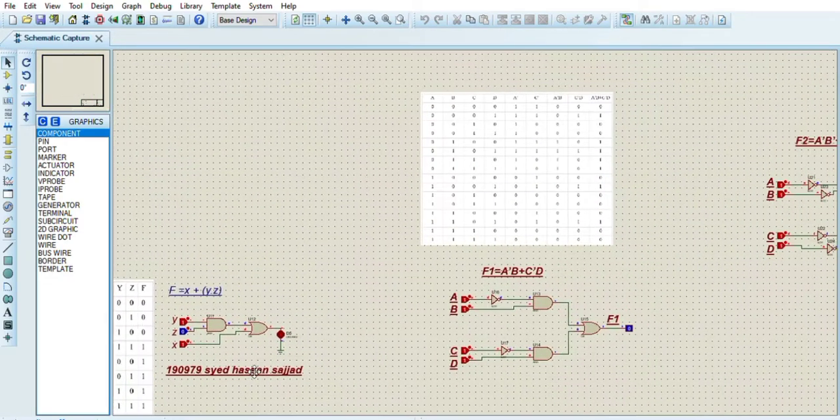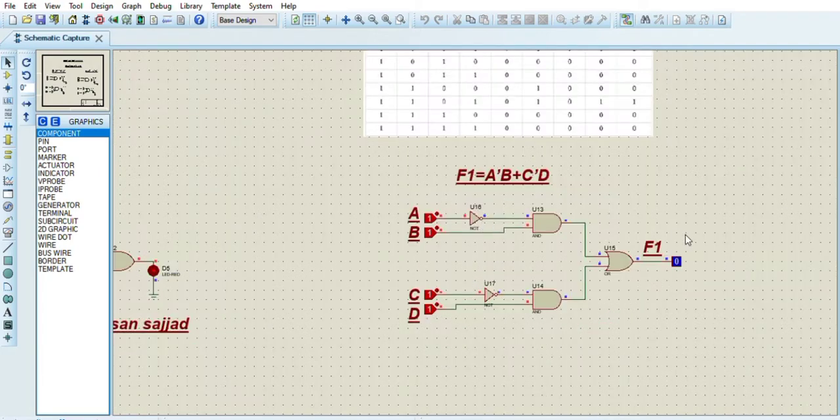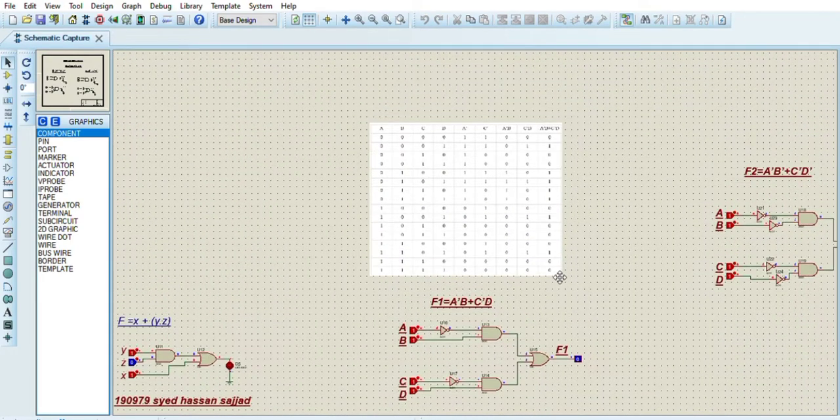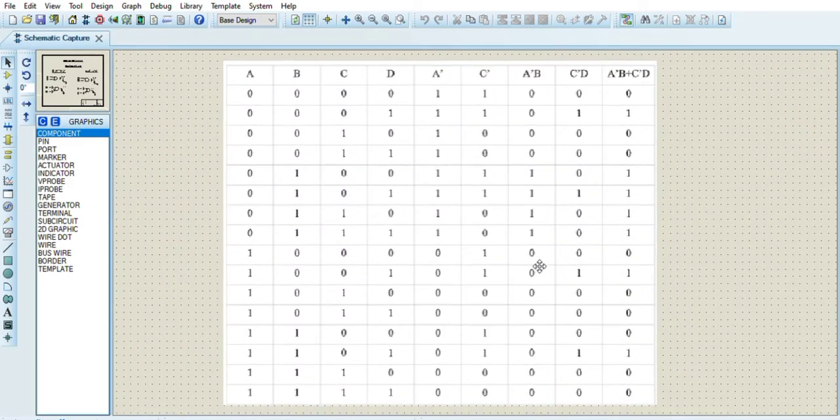Similar functions are appearing here, which has 4 inputs but 1 function. So 2 raised to power 4 is equal to 16. So there will be 16 logic states. So A, B, C and D, 0 1 0 1, repeating this. So here is 0 0 and 1 1, 0 0 and 1 1. Here is four 0s and four 1s, and then the 8 values are 0 and 8 are 1.